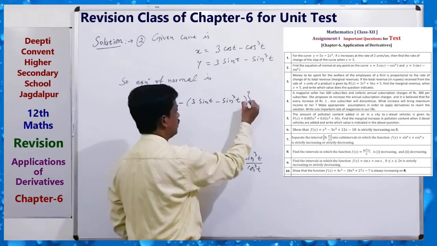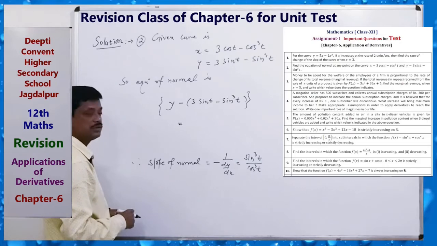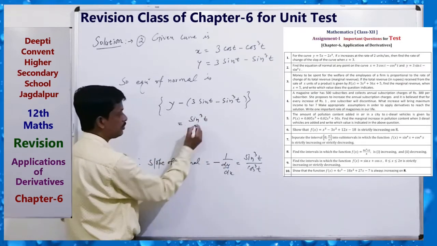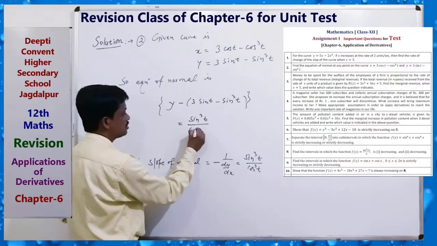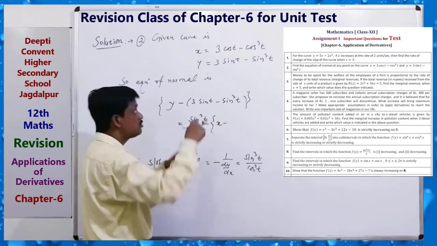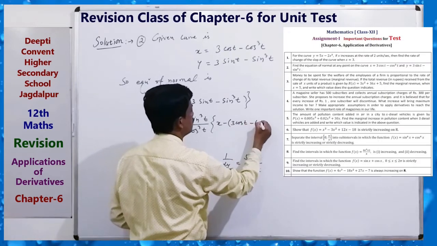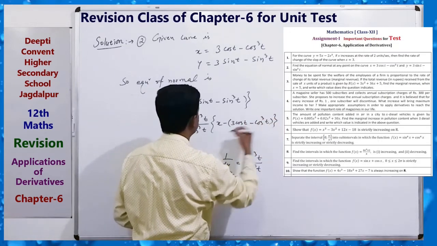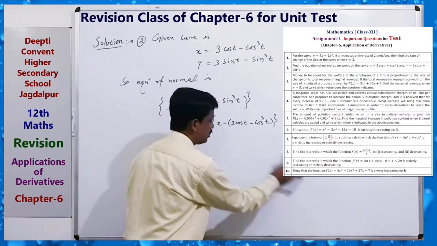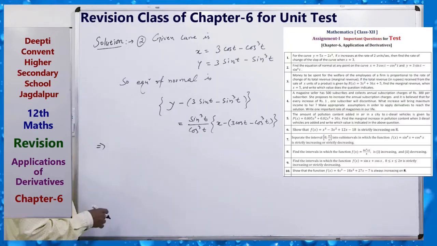This is y minus y1 equals the slope of the normal. The slope of the normal is sin³t upon cos³t, into x minus x1. And x1 means what? This is 3 cos t minus cos³t. Okay, now we have to solve it. This is the equation of the normal. So try to reduce it.